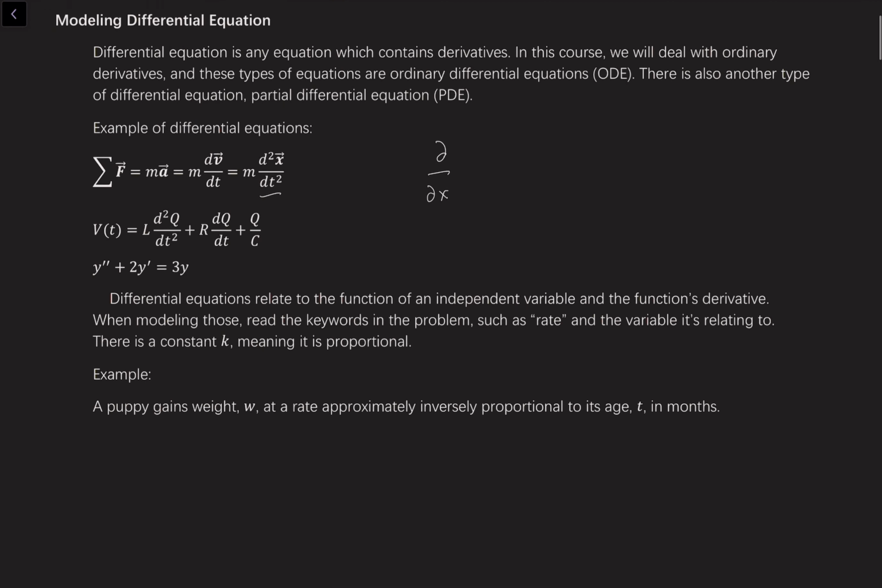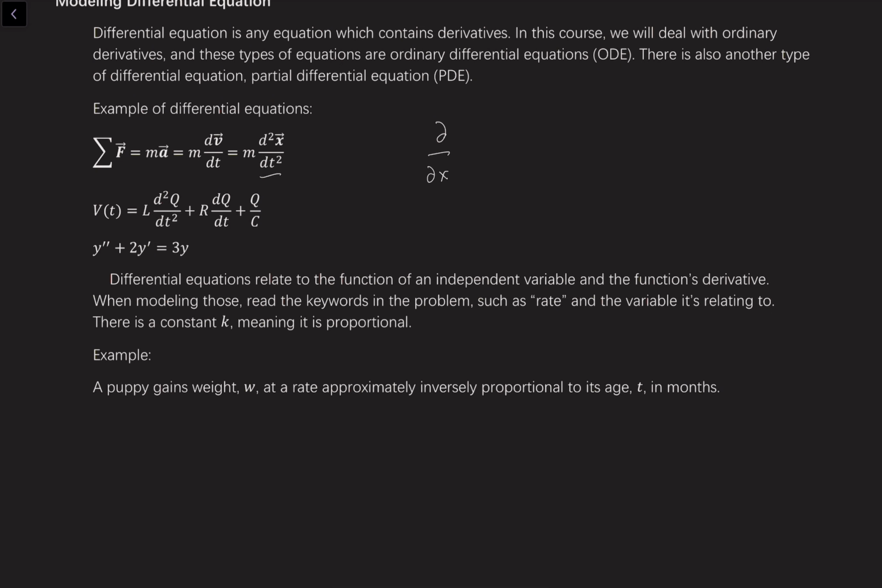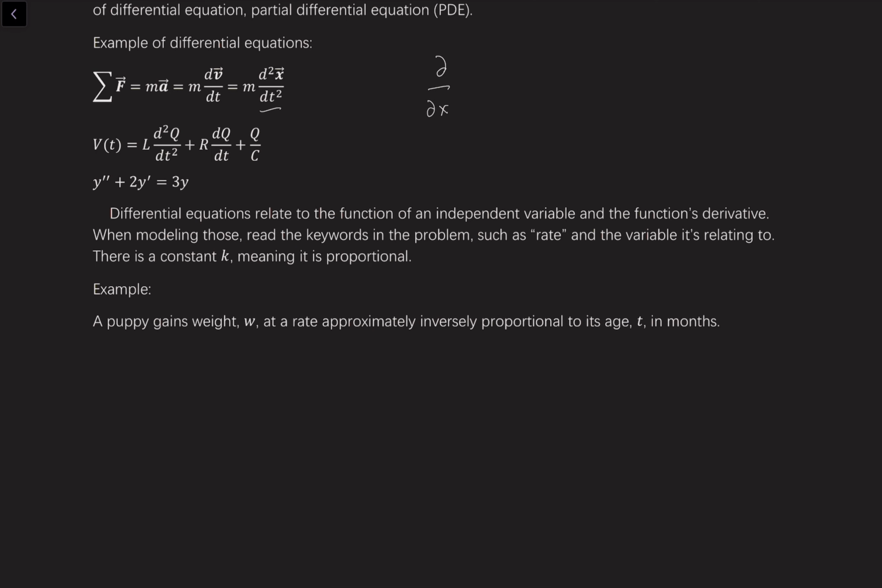And when modeling differential equations, they relate a function of an independent variable and the function's derivative. Make sure to read what the rate is relating to, as this keyword tells you the variable. And there should always be a constant. The differential equation should say something like some rate of something is directly proportional to something. And when something is proportional, there must be a constant k that shows it's proportional.